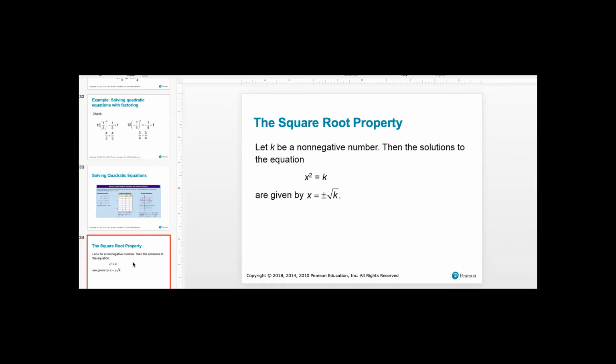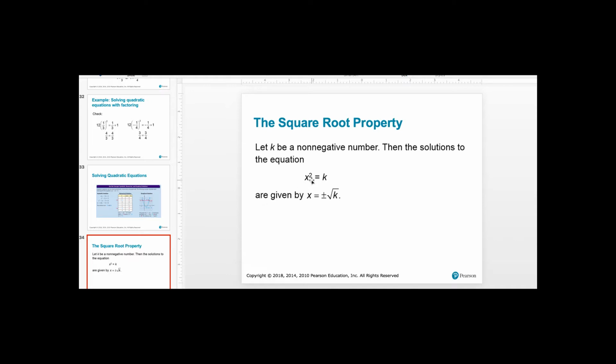Now, it doesn't mean that you can't factor. There are certain cases where you can use the square root property and factoring to solve the same quadratic. Again, I told you, you're going to start to see that some methods are more suitable for certain quadratics than others. So again, I'm just giving you additional tools here.